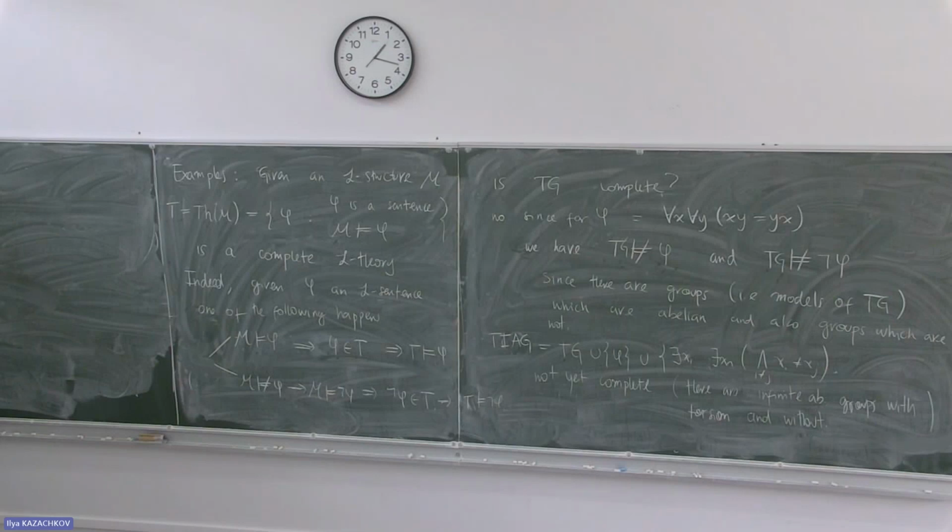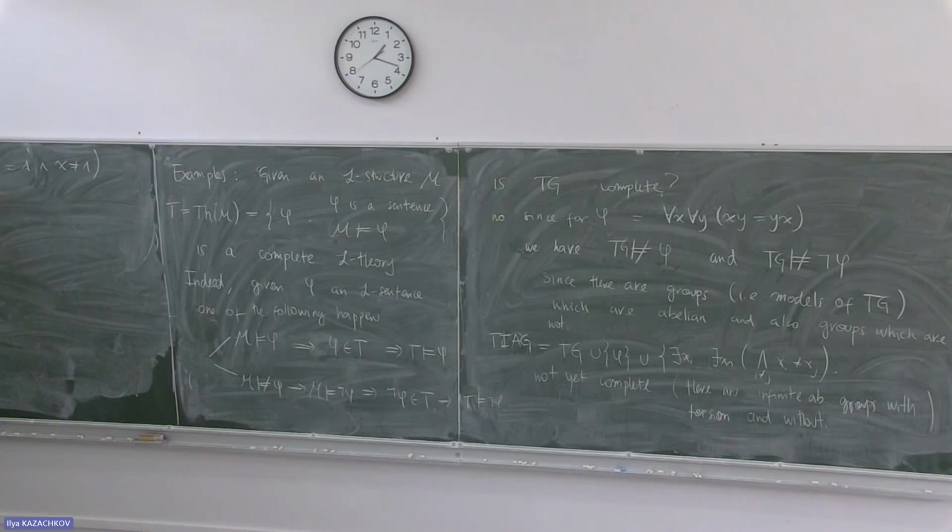Let's define this as theta of order n. This says there exists x such that x to the n, where this is just x times x times x, is equal to 1, and x is different from 1. Otherwise, I'm of course saying a triviality.